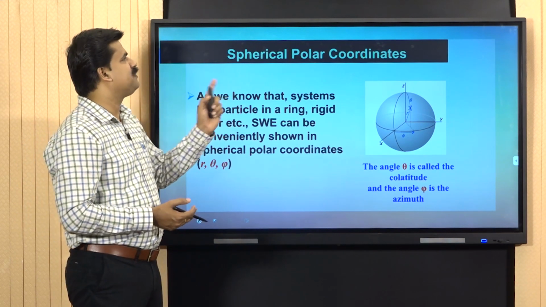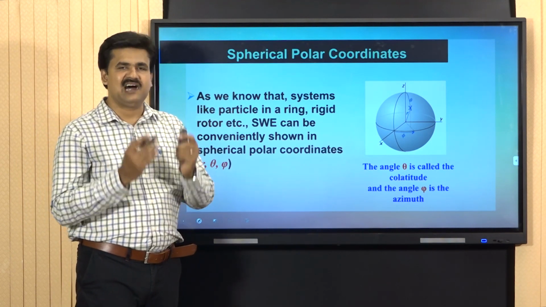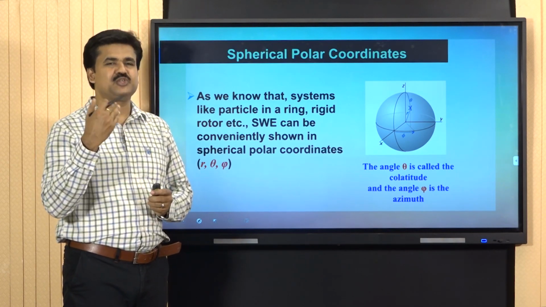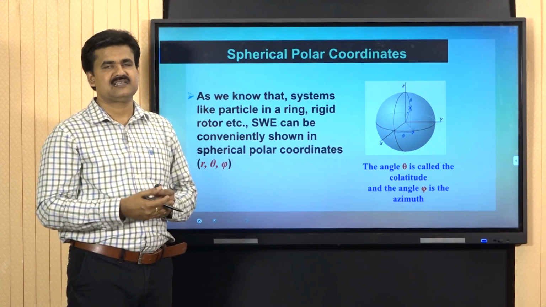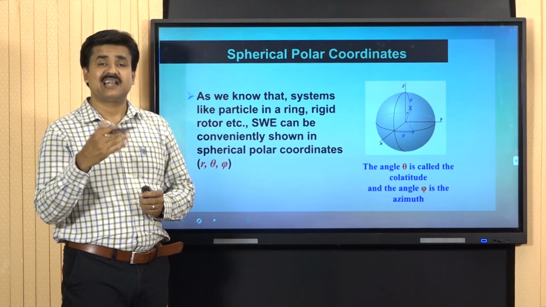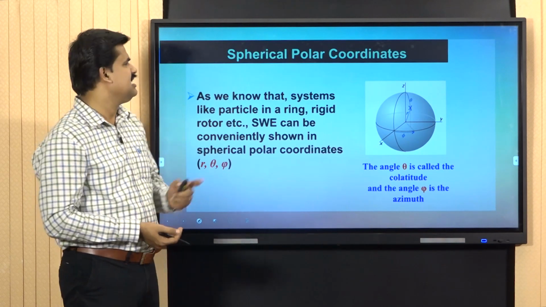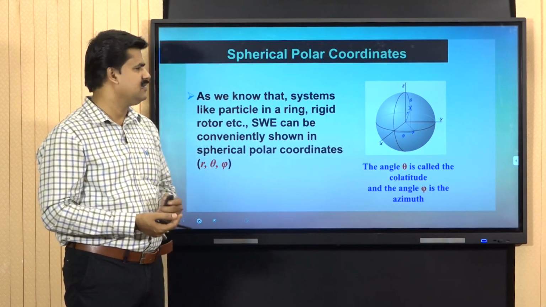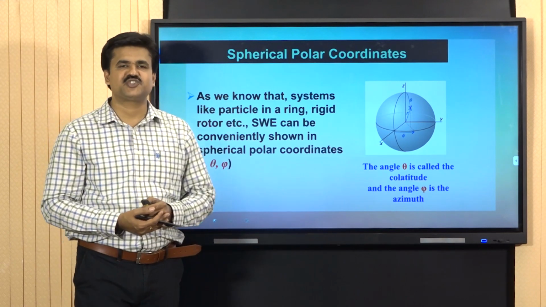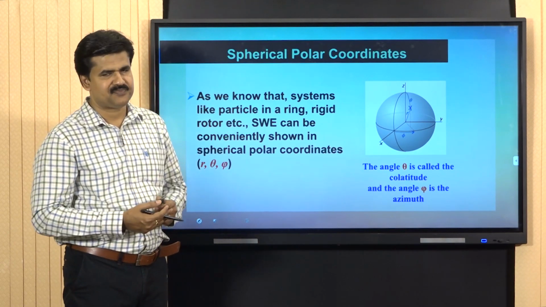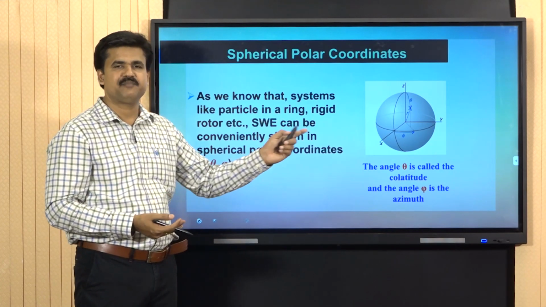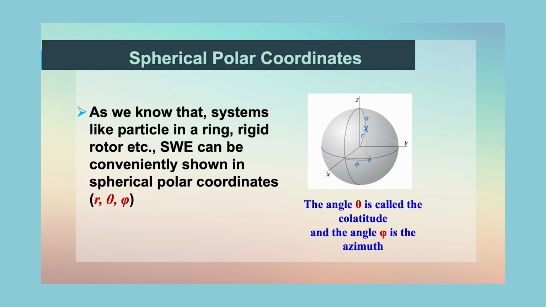Now, spherical polar coordinates. We have the Hamiltonian operator L squared hat divided by 2I. We have to express the Hamiltonian operator in terms of spherical polar coordinates rather than using Cartesian coordinates. As we know, for systems like a particle in a ring, a rigid rotator, etc., the Schrodinger wave equation can be conveniently solved in the spherical polar coordinate system. The spherical polar coordinate system comprises three variables, namely r, theta and phi. They are depicted here. The angle theta is called the co-altitude, whereas the angle phi is called the azimuth.